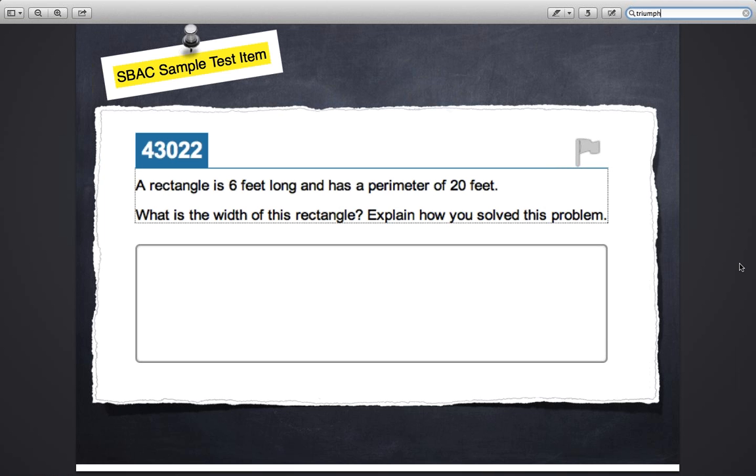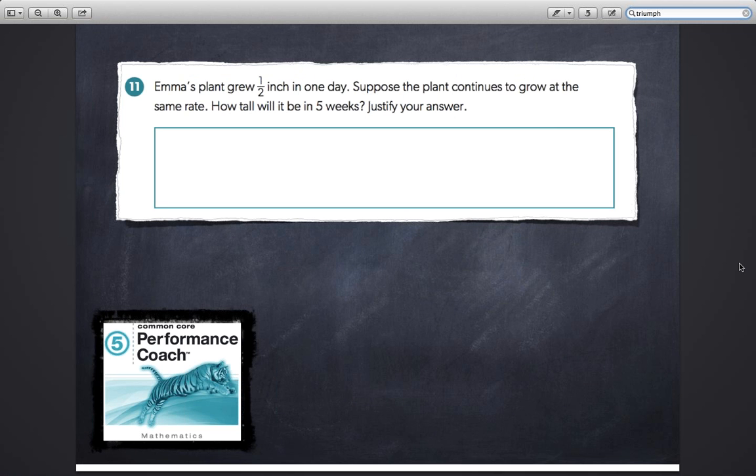Here's an example of a Smarter Balanced released assessment item. Here it says a rectangle is 6 feet long and has a perimeter of 20 feet. What is the width of this rectangle? Explain how you solve this problem, right? No longer are students just doing the math. Now they're having to explain how they solve that problem. Again, writing is math, and now the two are absolutely inextricably linked. Again, with Triumph Learning's Performance Coach, one of the things I like is they're having students constantly write about math.